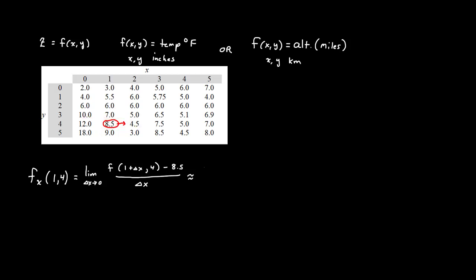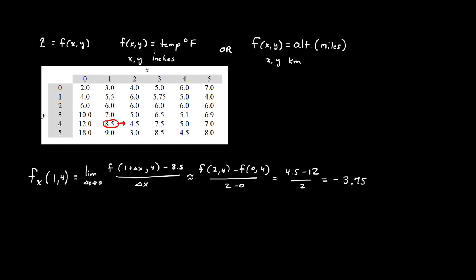So I'll represent this approximately as f at (2, 4) minus f of (0, 4), all over 2 minus 0. So the change in f over the change in x is going to equal 4.5 minus 12, over 2, and that comes out to be negative 3.75.